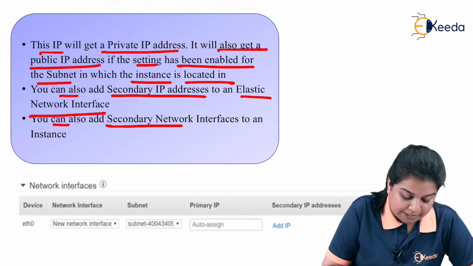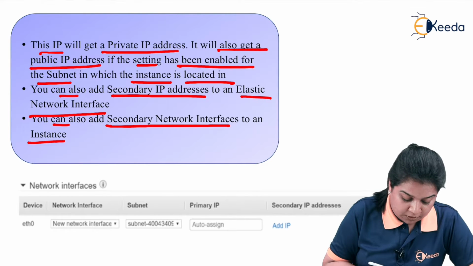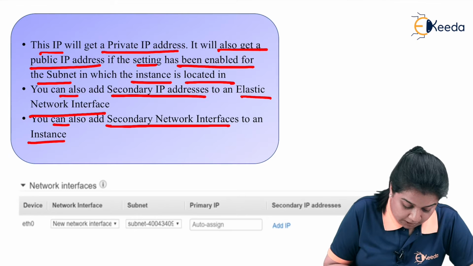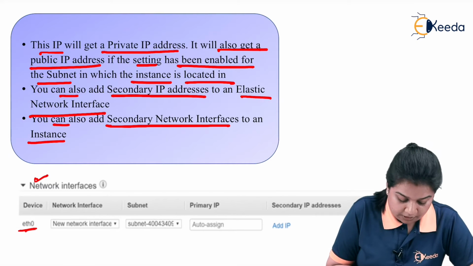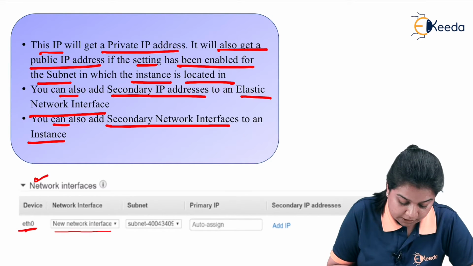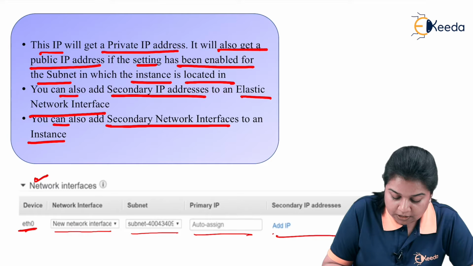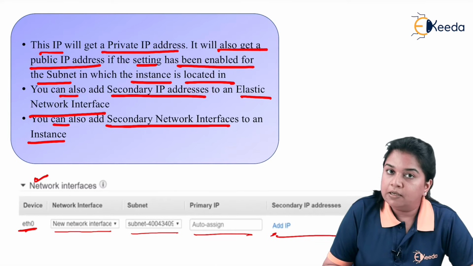Here you can also add a secondary network interface to an instance. So here the network interfaces section shows which device is created, then the network interface, either new or existing, that we are creating, then the subnet, then the primary IP, then the secondary IP address. Here you have to add, and then this.